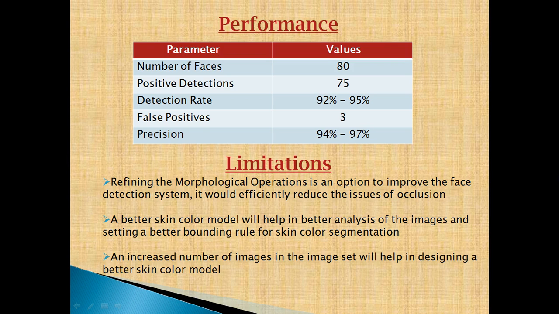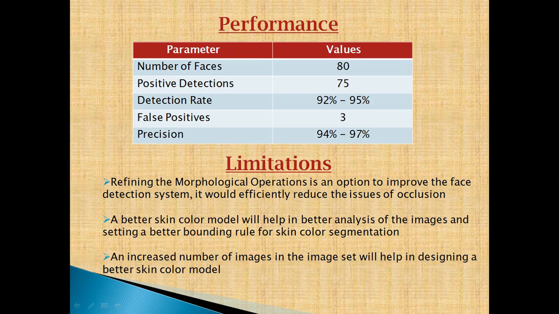Out of the 75 detections, we got three false detections where it said it was a face but it wasn't. So that was a false detection. Therefore, the precision is around 94 to 97%, which is really high considering this is a simple model we implemented, and it does what it's supposed to do. We have a really high detection rate and precision rate, so I could successfully say that my model works and detects human faces in a digital color image.